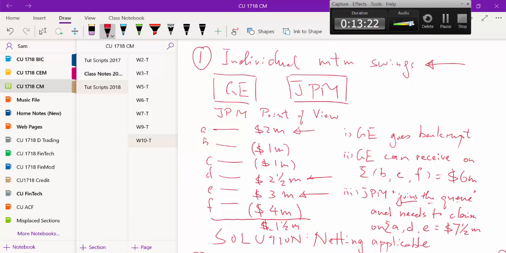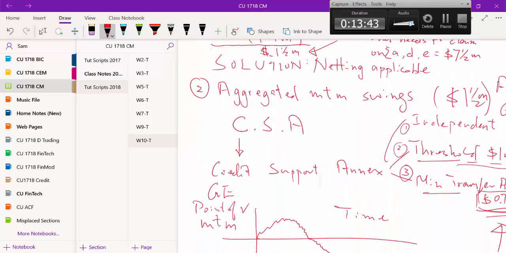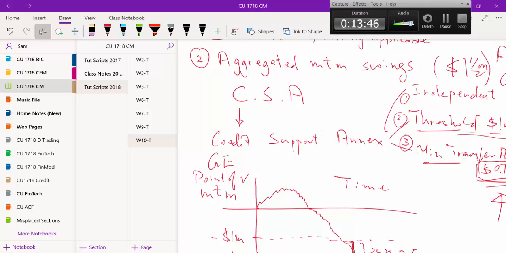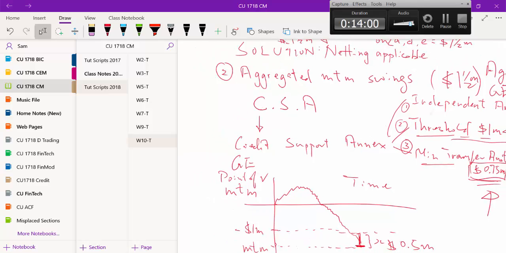Now, the problem with that is that although this number is now smaller, it is still changing. Today it is $1.5 million, but we don't know what it'll be tomorrow or the day after. So we come to problem number 2, which is aggregated mark-to-market swings. Even when you have just one number, that number can still go up and down. And when you are talking big amounts, it can fluctuate substantially.